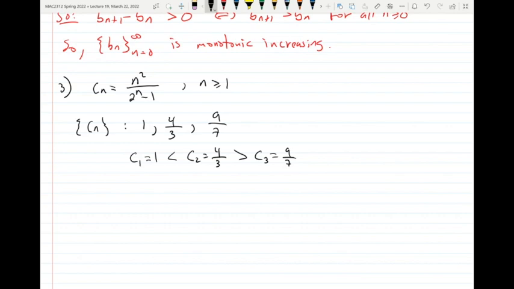Now the question is, does it keep going down or does it come back up again? Let's find a few more terms and see what happens. When n is equal to 4, what do we have? 16/15. How does this compare with 9/7? It's smaller. Smaller? Mm-hmm. Yeah? Okay. Are we sure?